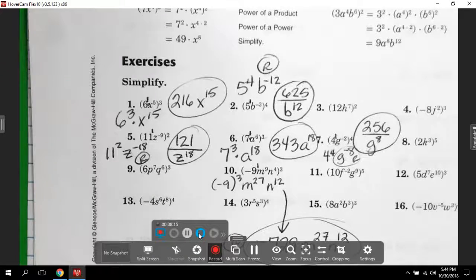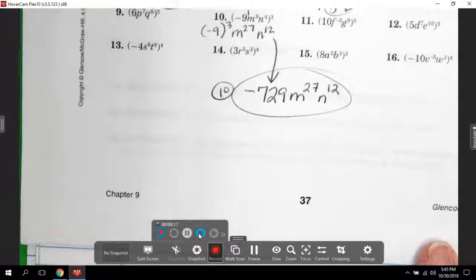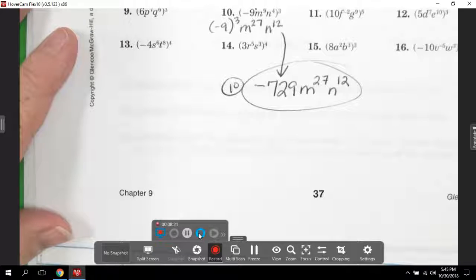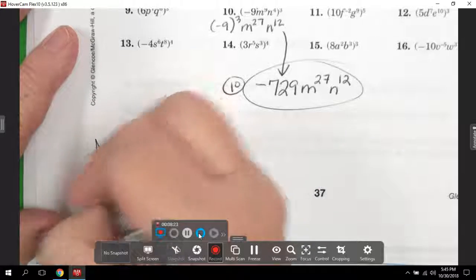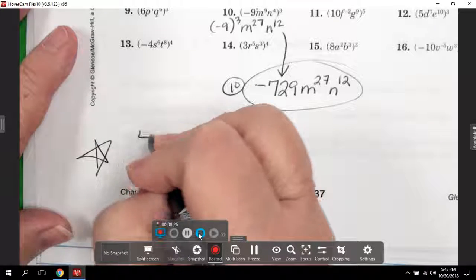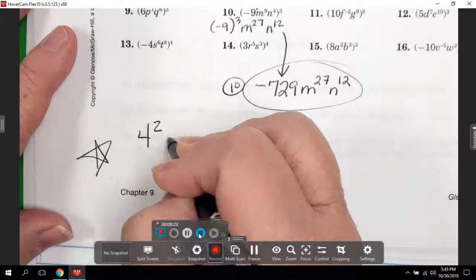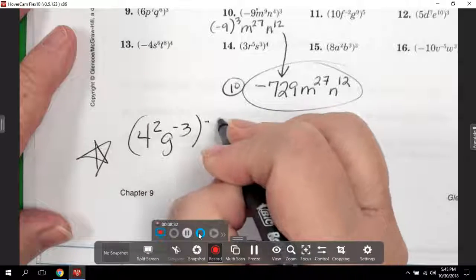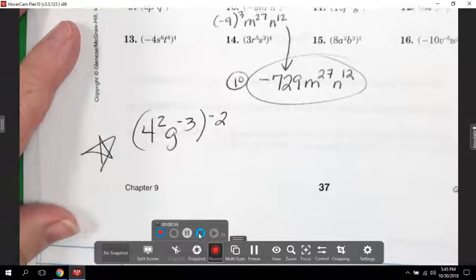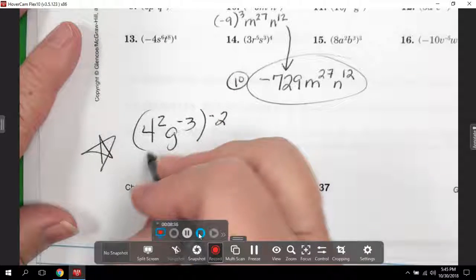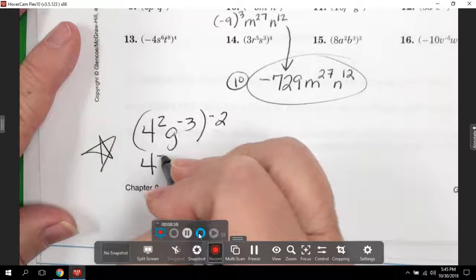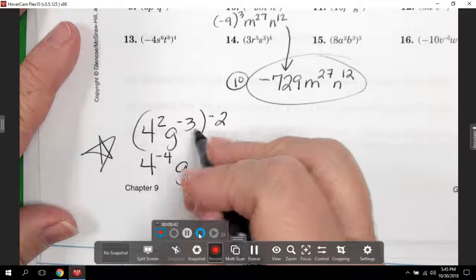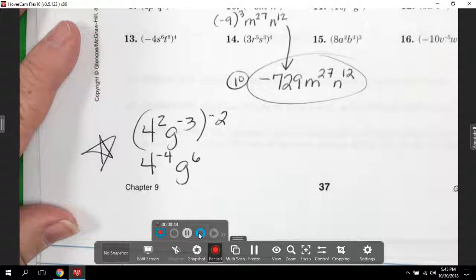One thing I would like you to add to your paper, because on this paper, all the exponents on the outside were positive, so let's write this down. We have 4 to the 2nd power, g to the negative 3rd, raised to the negative 2nd power. Multiply the exponents, you get 4 to the negative 4th power. Multiply the exponents, you get g to the positive 6th power.